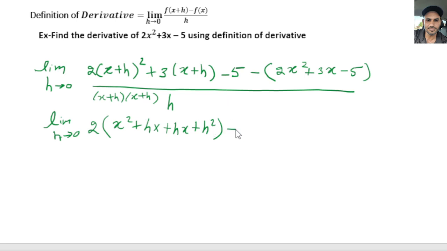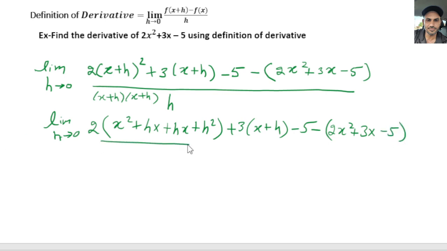And plus, we have 3 in parentheses x plus h. I haven't distributed it yet in this step. Minus 5 minus, we have this right here, 2x squared plus 3x minus 5. And then everything divided by h. So now we go ahead and do this. Limit as h goes to 0.